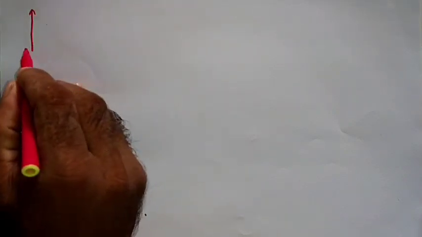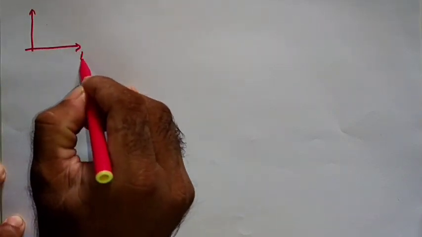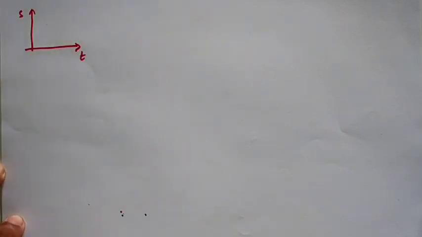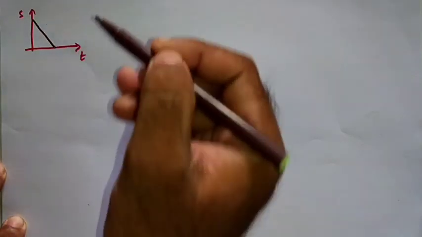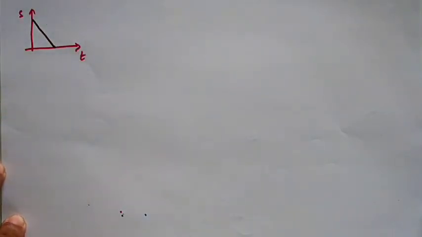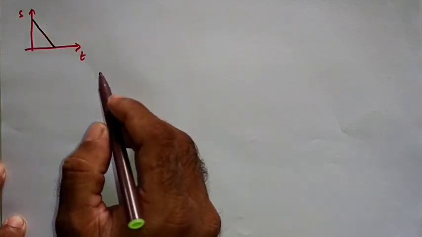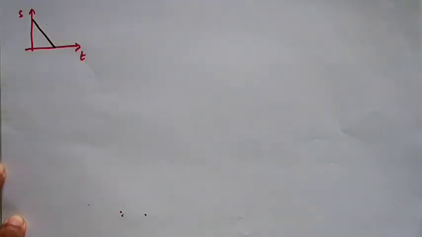First of all, let us see the distance time graph. This is time and this is distance. The shape of the distance time graph is this. What information can we get from this? That is what we are going to learn now. What information does it tell us?